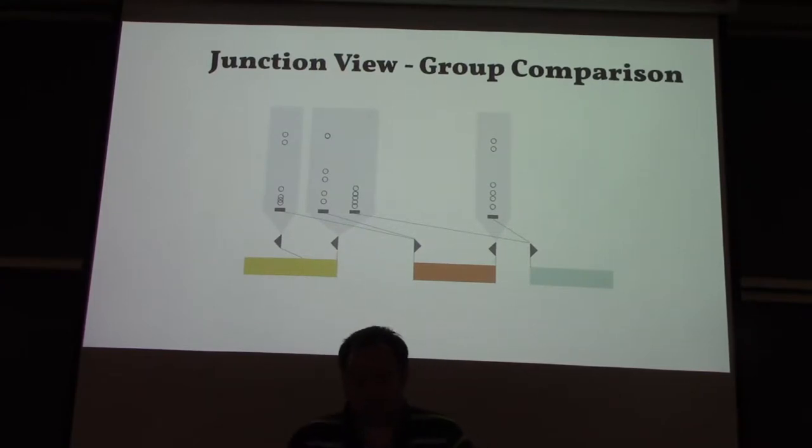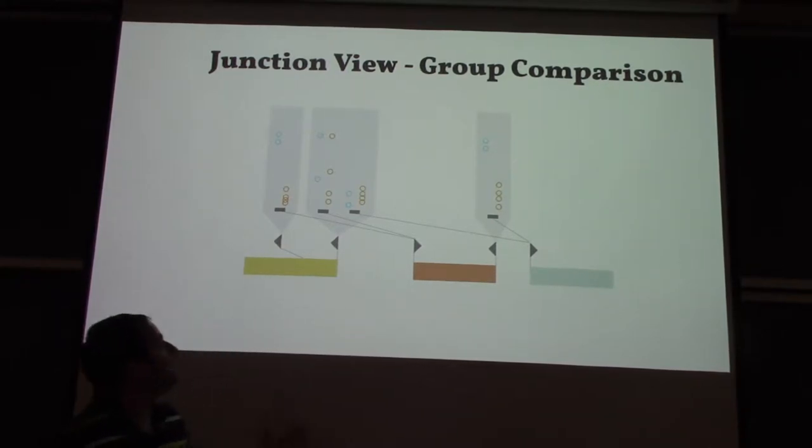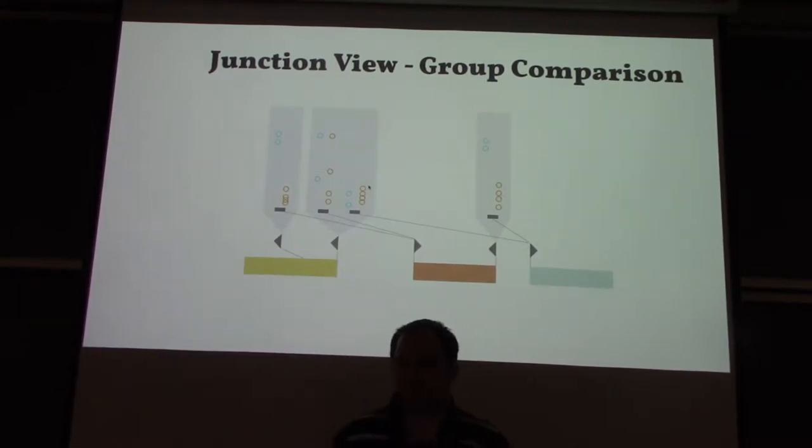And what is also nice about it is you can do group comparisons. So if you have, for example, a control group and your experimental group, or you want to see A versus B, you can simply divide it here and then show, okay, we see that the blue ones are higher here and here, and the orange ones are lower in those two cases.